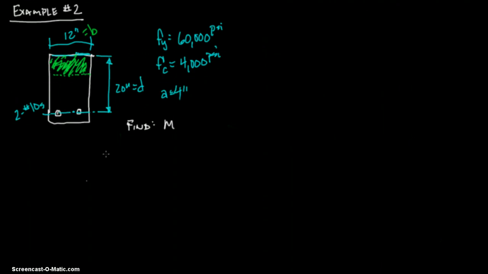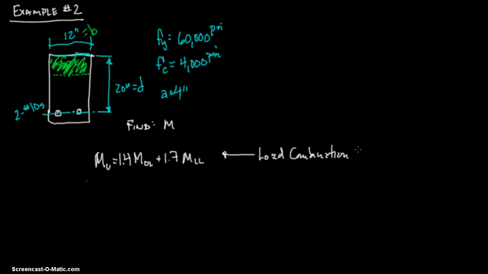So we know Mu equals 1.4 times the moment of dead load, sorry, plus 1.7 times the moment of live load, not dead load again. And this is what we call a load combination. And it mentions in the study guide that we're using strength design.